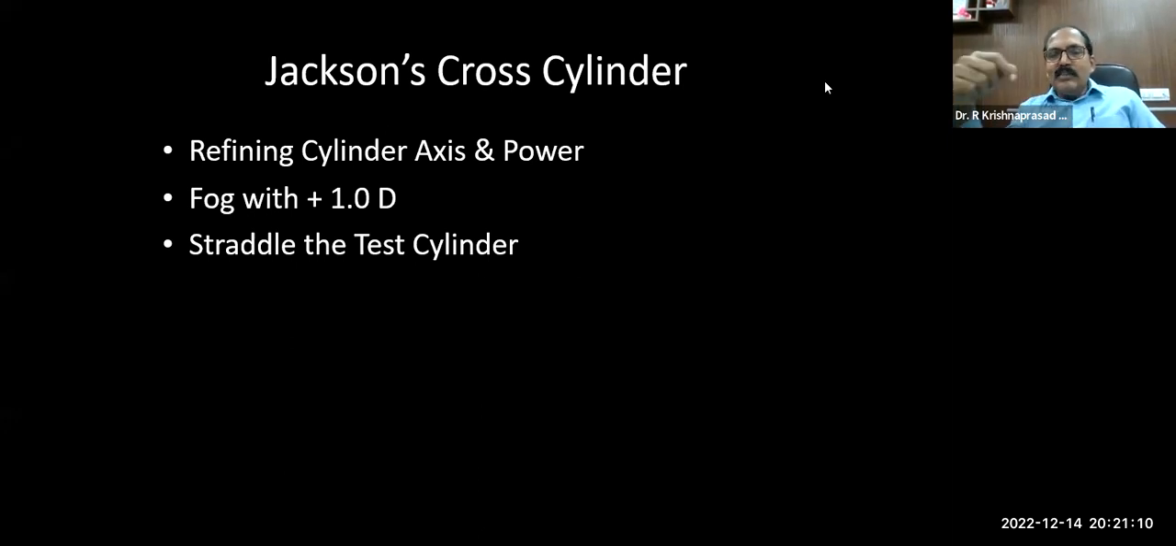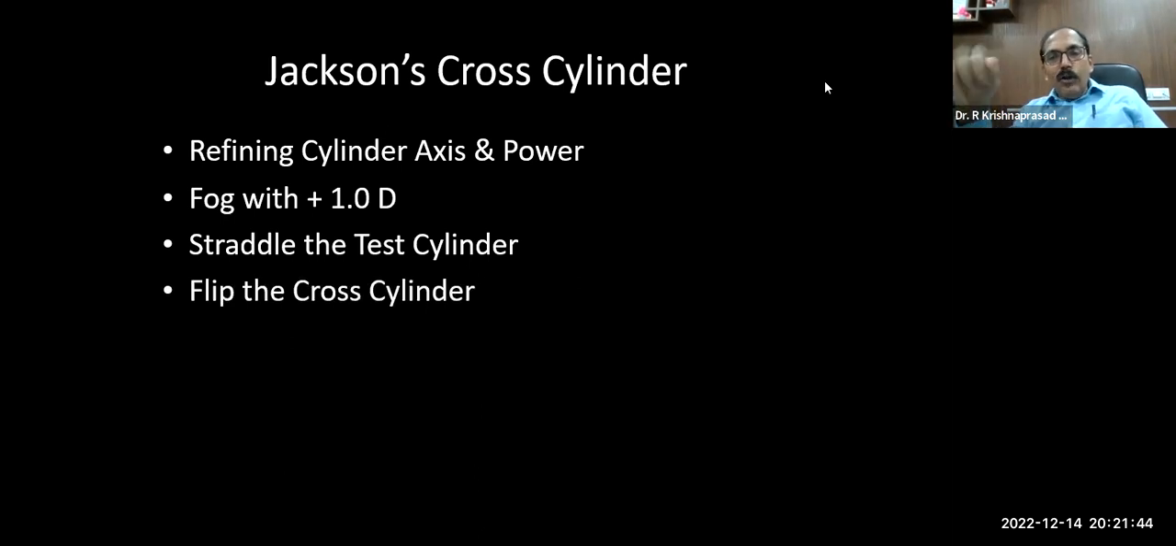So when you straddle the test cylinder, the green line is the plus cylinder and the red line is the minus cylinder. You put it in such a way that it straddles the test cylinder. If it is at 90 degrees, then let us say the green one comes at 135 and the red one comes at 45. That means it straddles on either side of the test cylinder. Okay. And ask the patient to look at the vision chart. The vision would have dropped to, let's say, 6/12 or 6/18. Ask him to see the chart and remember it.